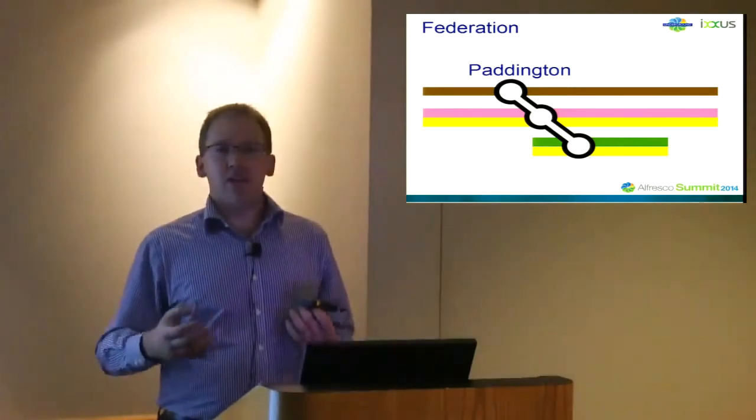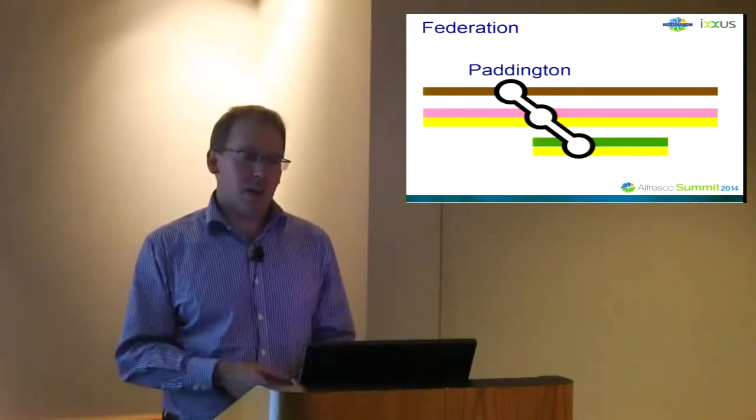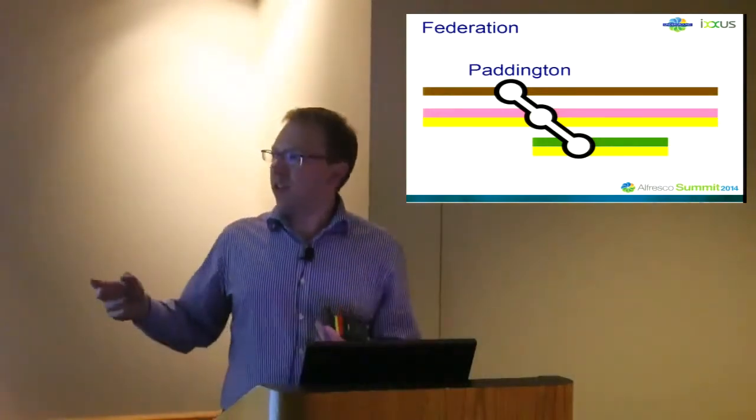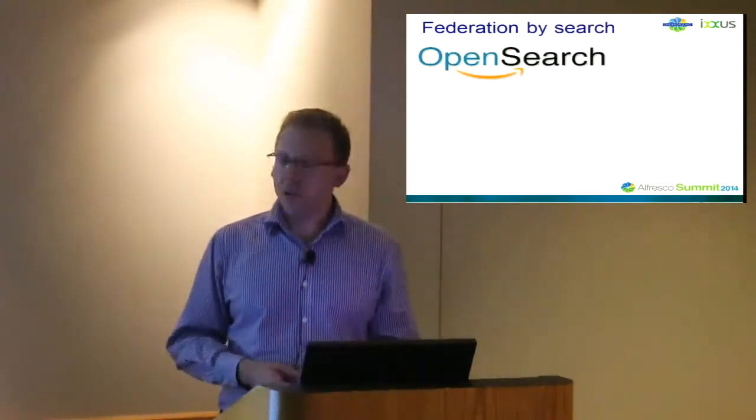When we start to federate across repositories, this can be compared to Paddington, where we've got multiple different underground networks, but also the mainline railway. So here we've got different silos of information, and we need to be able to find and work across them.